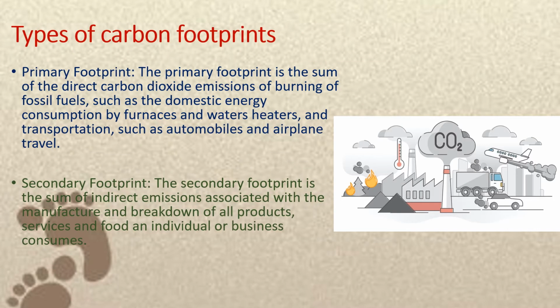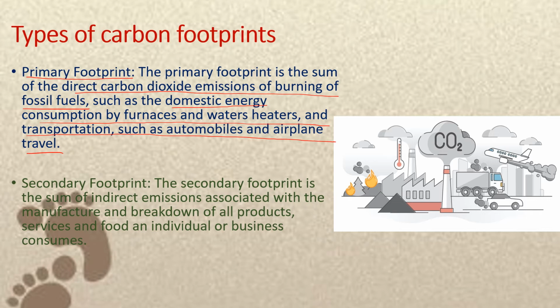Let us talk about the types of carbon footprint. So it can be primary footprint. The primary footprint is the sum of direct carbon dioxide emission from burning of fossil fuel, such as domestic energy consumption by furnaces and water heaters, and transportation such as automobile and airplane travel. So this is directly emitted by your activities.